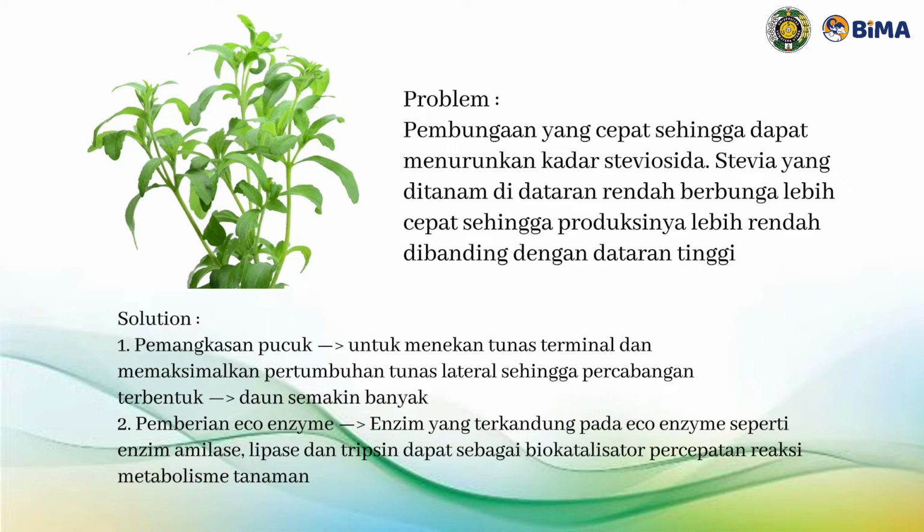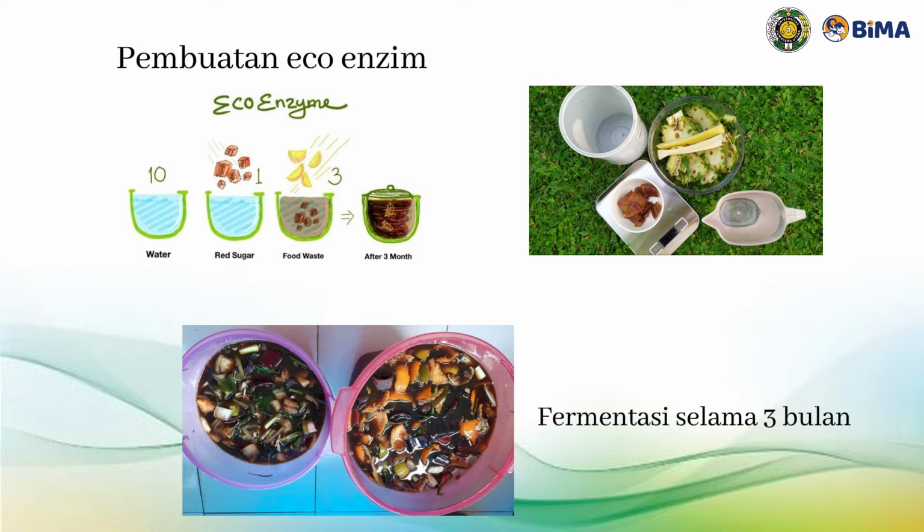Enzymes contained in Eco Enzyme, such as amylase, lipase, and trypsin enzymes, can be biocatalysts to accelerate plant metabolic reactions. Eco Enzyme is made from vegetable and fruit waste, brown sugar, and water in a ratio of 3 to 1 to 10, which is fermented for 3 months.